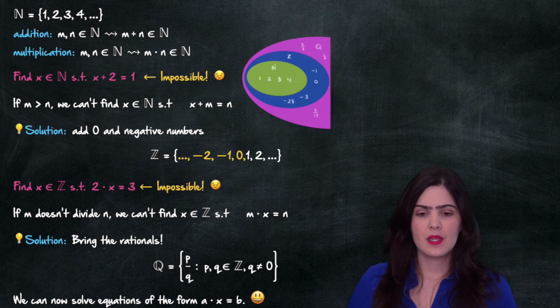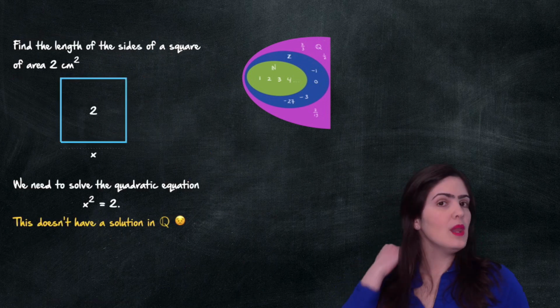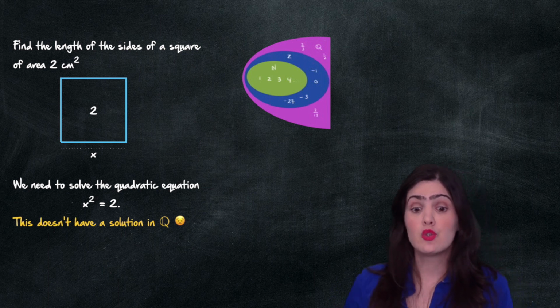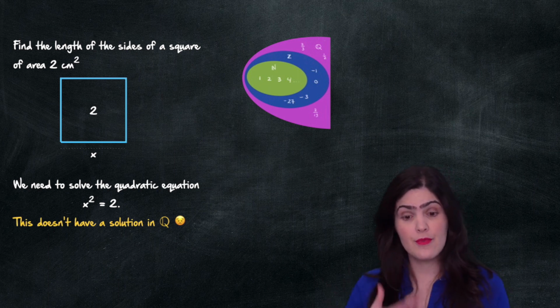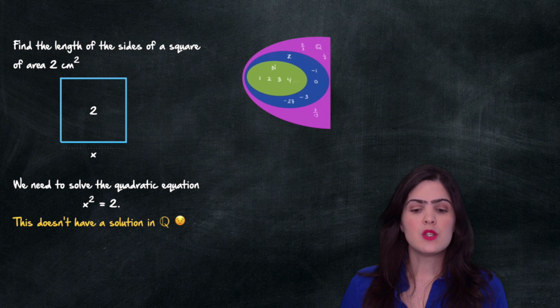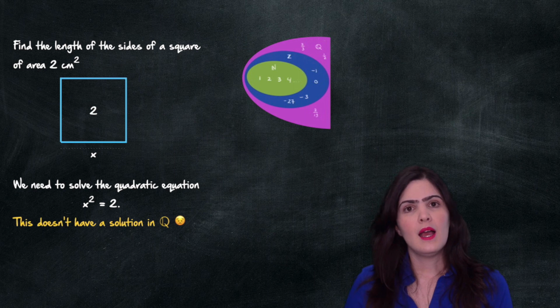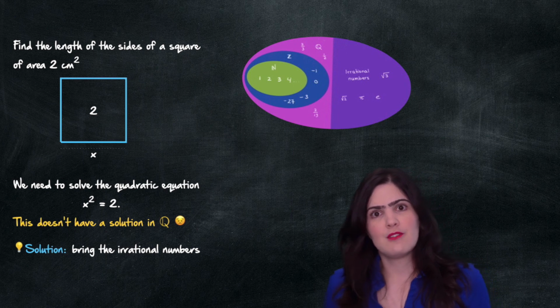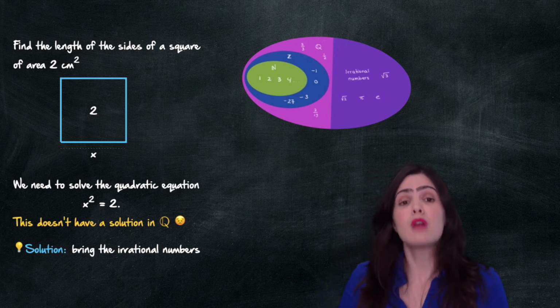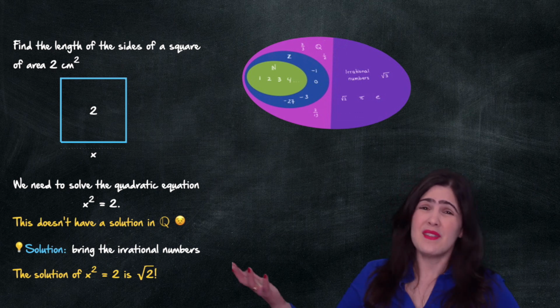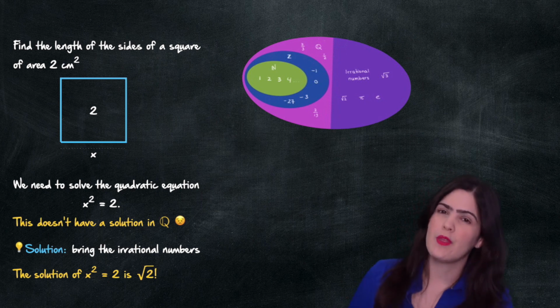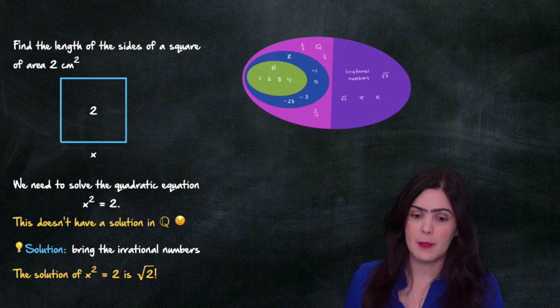But then, I will ask you another problem. I need to find the length of the sides of a square of area 2 square centimeters. So here we have the picture of my square. So we need to solve the quadratic equation x squared equals 2. And this doesn't have a rational solution. The solution would have to go through bringing the irrational numbers because, well, we know that the solution of x squared equals 2 is square root of 2, and later we're going to show that square root of 2 is not a rational number.